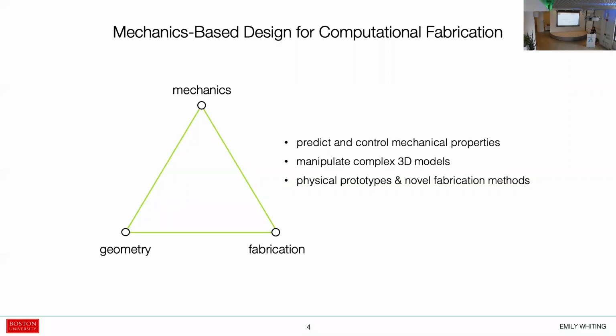There are three main components shown in this triangle graphic. First is the mechanics, predicting and controlling mechanical properties, paired with geometry processing, manipulating complex 3D geometric models. And then finally, of course, the fabrication aspect, where you can create the physical prototype, observe those functional behaviors, and potentially also create new methods of making and building.